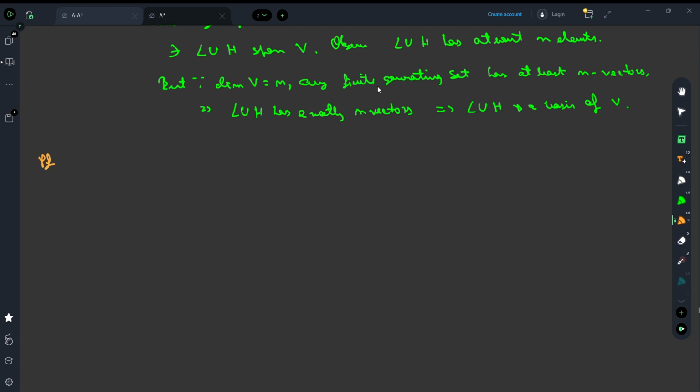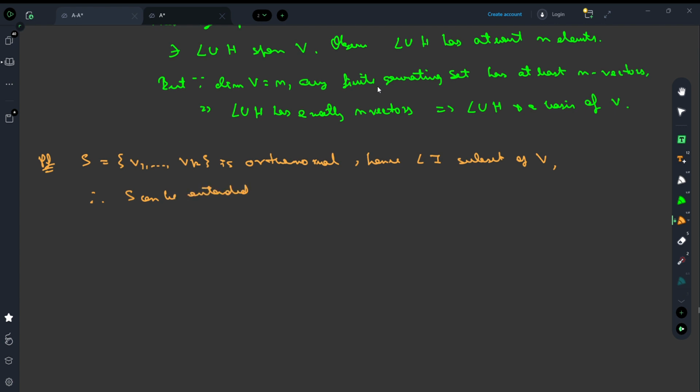Okay. Now let's come back to the proof. In the proof, as I said, I already have an orthonormal set S, which was given to be the collection of elements V1 till Vk. It was orthonormal, hence a linearly independent subset of V.